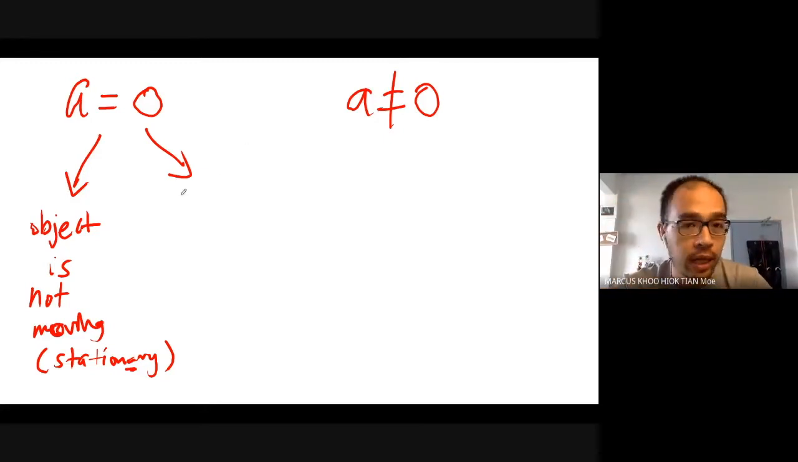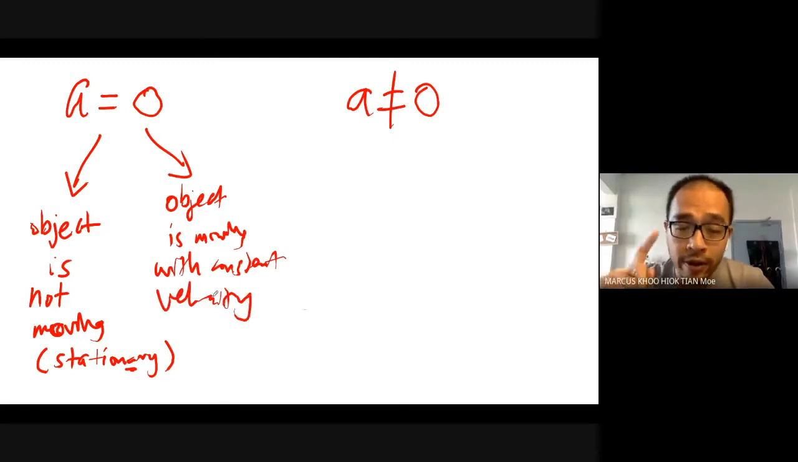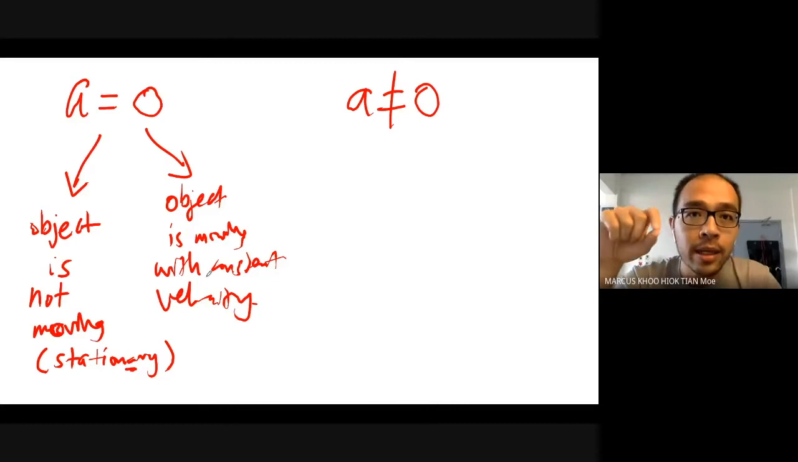Can anybody try? I'm not sure. Constant velocity. Very good. The object is moving with constant velocity. Now this is a very important thing. It doesn't mean that if you are not accelerating, you're not moving.